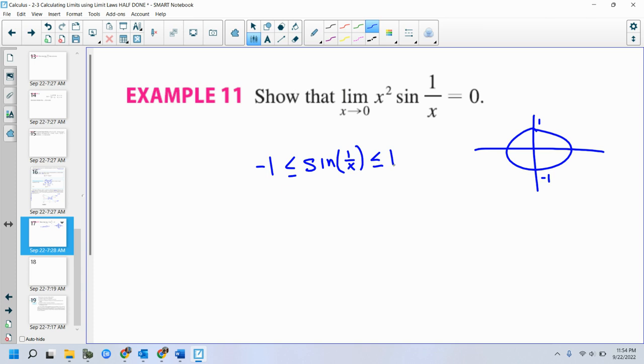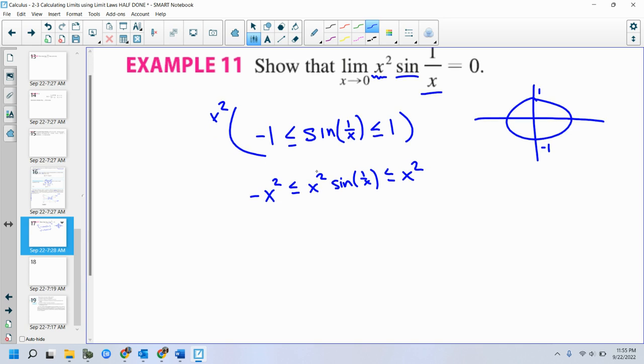Okay. Well, I have this part in there now that's bounded, but I don't have anything to do with an x squared yet. So let's just multiply this whole thing by x squared and see what happens. -x squared, less than or equal to x squared sine of 1 over x, less than or equal to x squared.